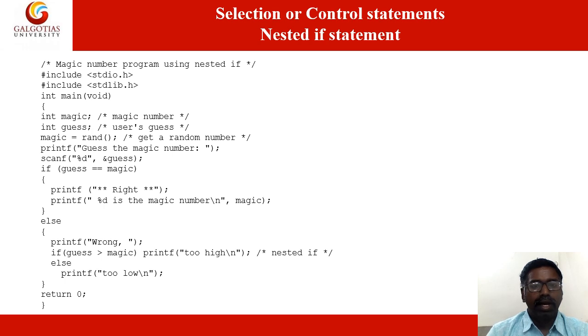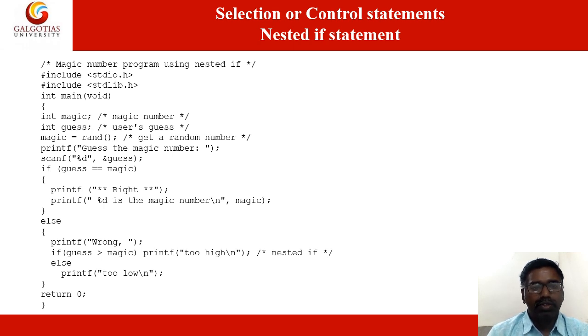Here there is another example for nested if statement, which is in continuation of the magic number prediction program. Already we have discussed it in the if statement and if else statement. Here some extension of the same program is given to implement the concept called nested if. Already we know what nested if is: one if statement's true part or else part is targeting another if statement.